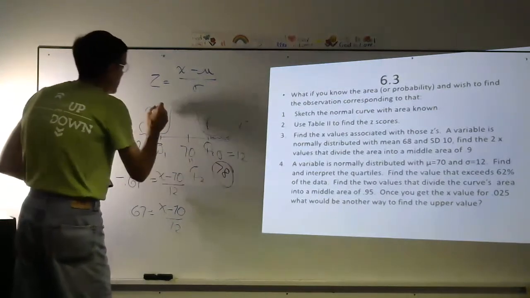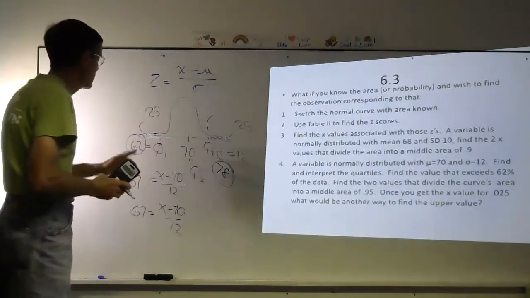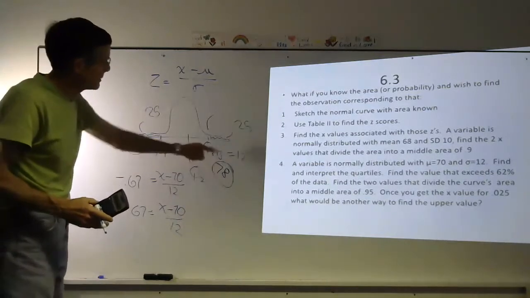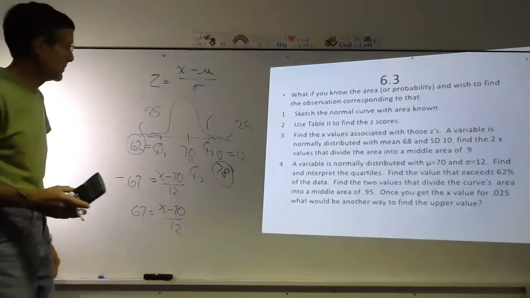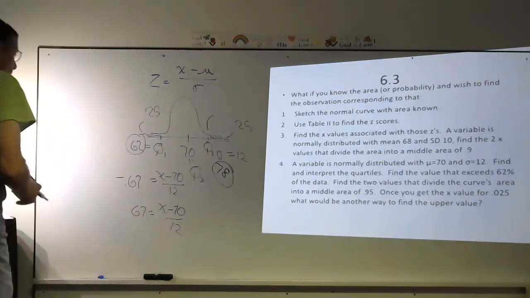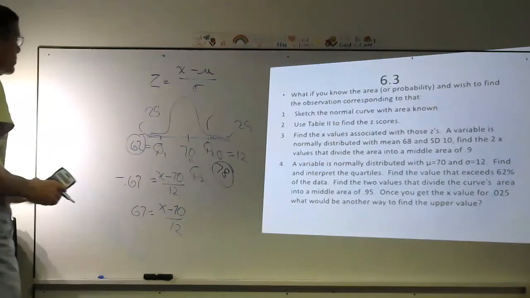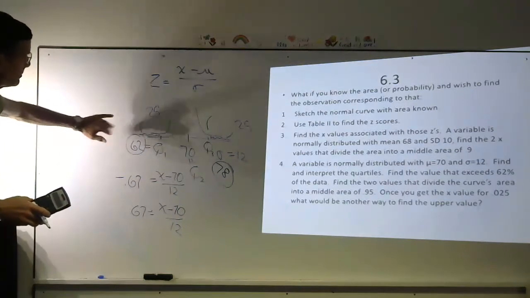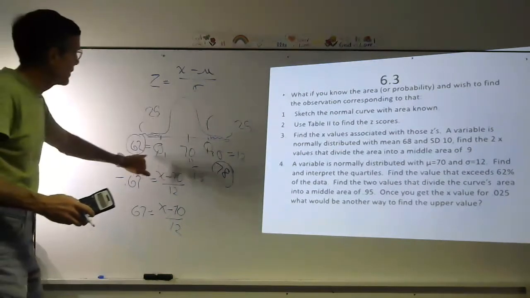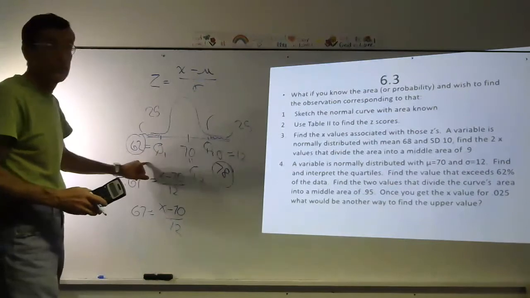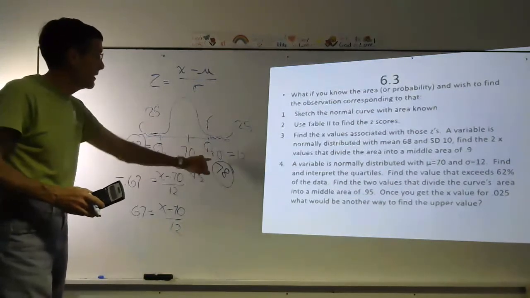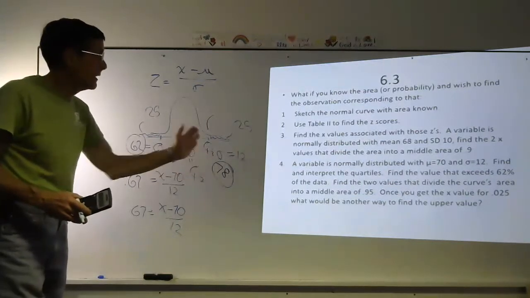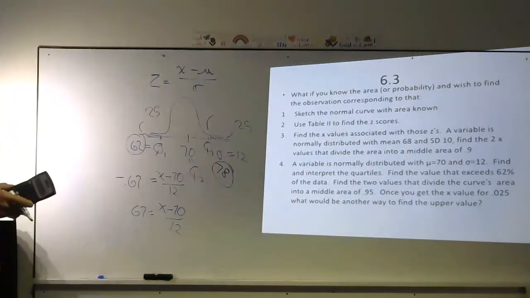Another thing you can do to check this: you see how 62 is 8 below 70 and Q3 is 8 above 70? All right, so there are the quartiles. 25% of the data would be less than 62, 25% of the data would be between 62 and 70, 25% of the data between 70 and 78, and 25% of the data is bigger.